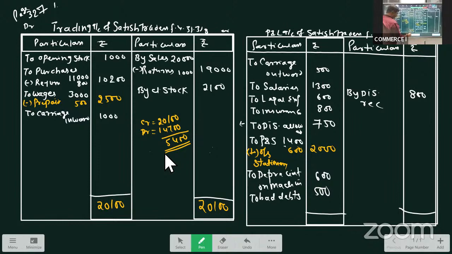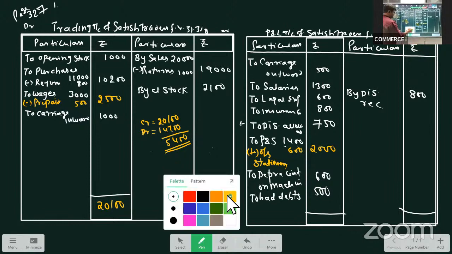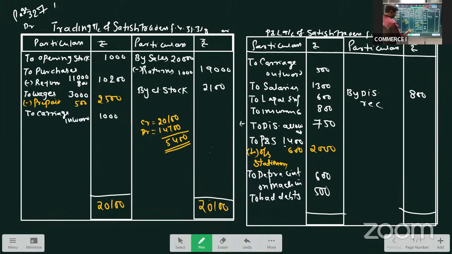Sorry, this is 21. 19 plus 2, 21. So we have 6,400. To gross profit carried down to P&L account.